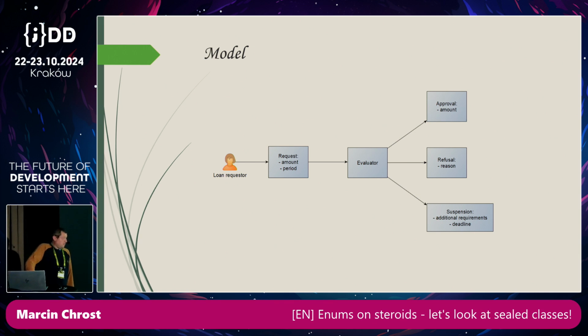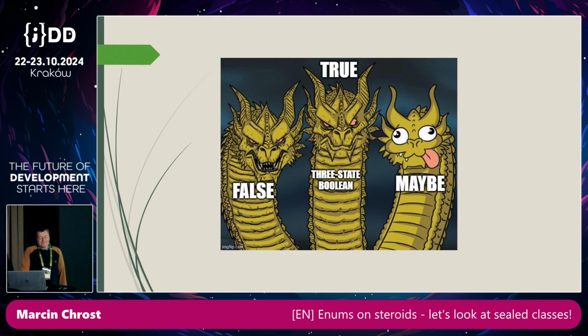We are now more or less ready to start to model this system. And the first very unpleasant discovery is that we have three possible outcomes. Haven't we? So, unfortunately, a simple Boolean does not work here. Unfortunately, we have three-state logic, so we need to somehow model it in a little bit different way.